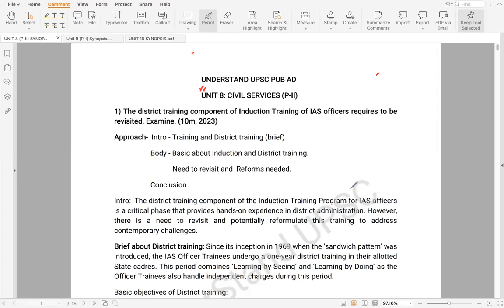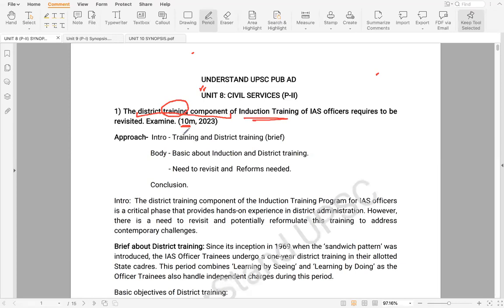We'll start by covering the question that came this year. The district training component of induction training of IAS officers requires to be revisited, examined. It's primarily a question on training. However, they've specified, because it's a 10 marker, so you can make it more specific. So they've specified it to include the district training component at the induction level of the IAS officers' training.